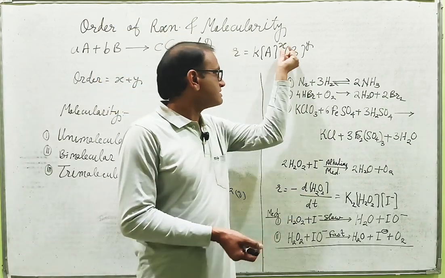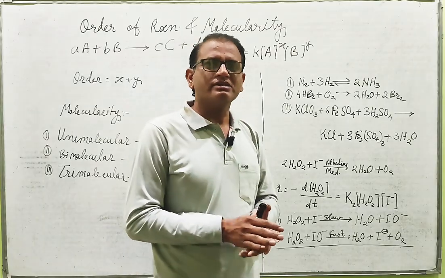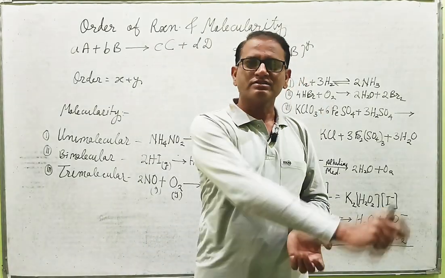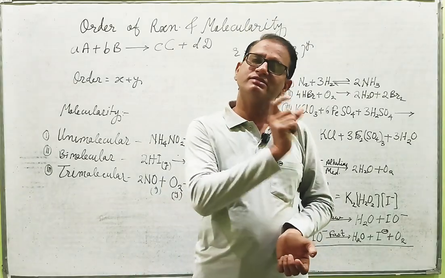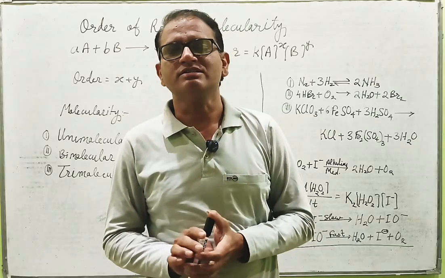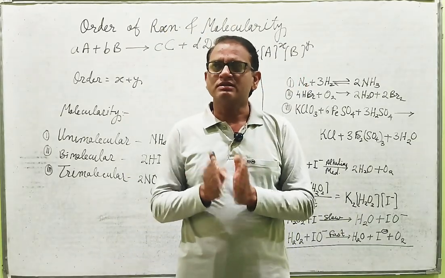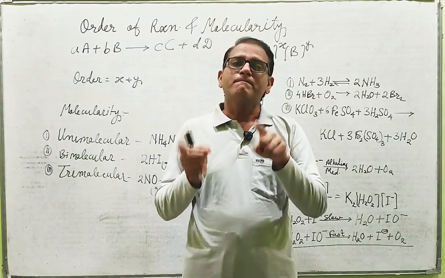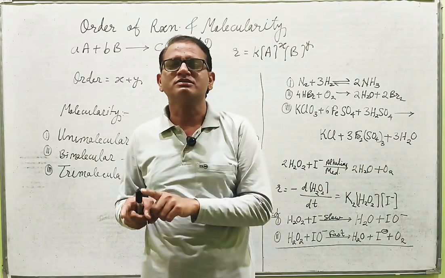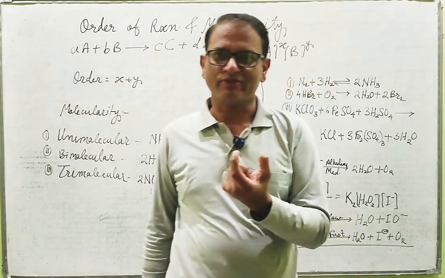So, the sum of this x and y in the rate law expression is called the order of that reaction. How can we define order of reaction? The sum of the powers of the concentration terms in the rate law expression is called the order of that reaction.